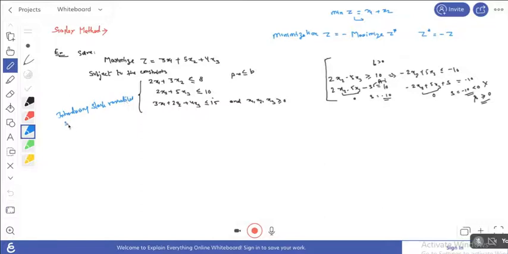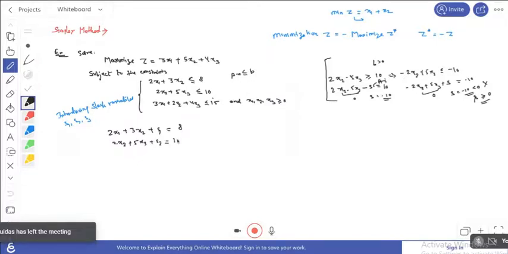Suppose s1, s2, s3. So this implies that your equations are converted into 2x1 plus 3x2 plus s1 equals 8, and 2x2 plus 5x3 plus s2 equals 10, and 3x1 plus 2x2 plus 4x3 plus s3 equals 15.